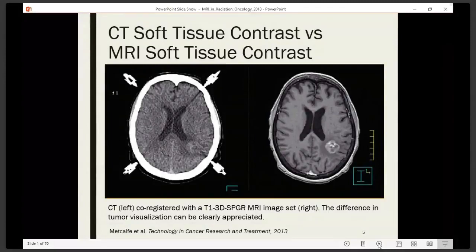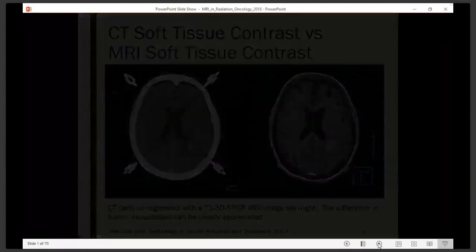So this is just an example of the differences in contrast between CT and MRI. On the left is a CT image, and on the right is an MRI of the same brain. And you can barely visualize the tumor in the CT image on the left, but it's very clear in the one on the right. And so this is what we mean when we're talking about better soft tissue contrast.